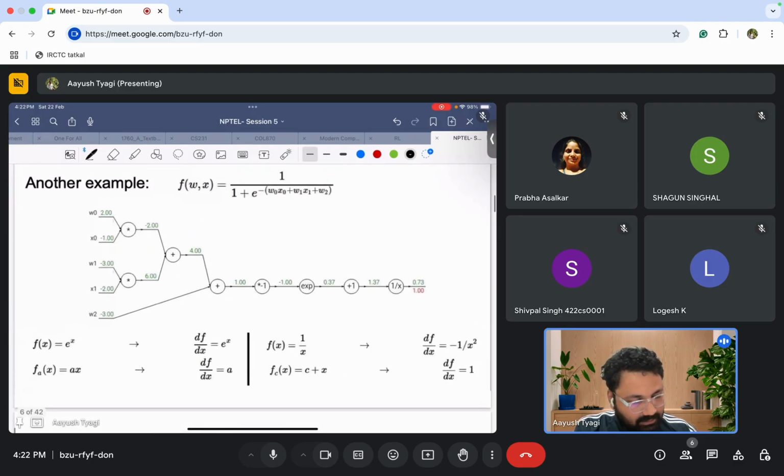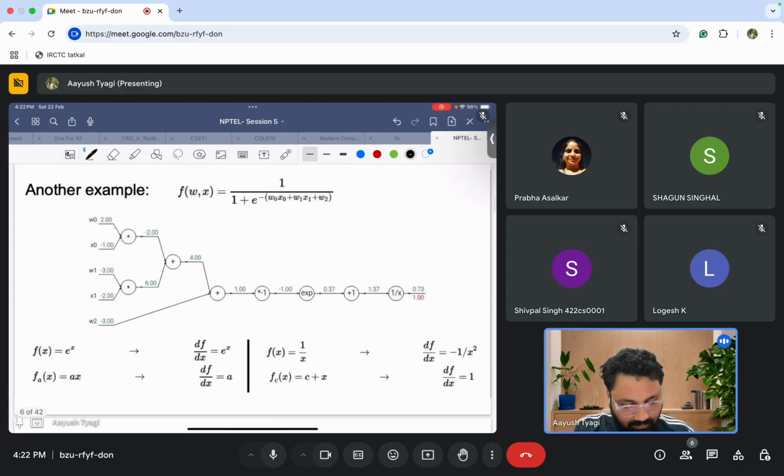Let us look at some of the operations we might need. If the function is e to the power x, the derivative is e to the power x. If the function is ax, the derivative is a. If the function is 1 upon x, the derivative is minus 1 upon x square. If the function is c plus x, the derivative is basically 1, where c is a constant.